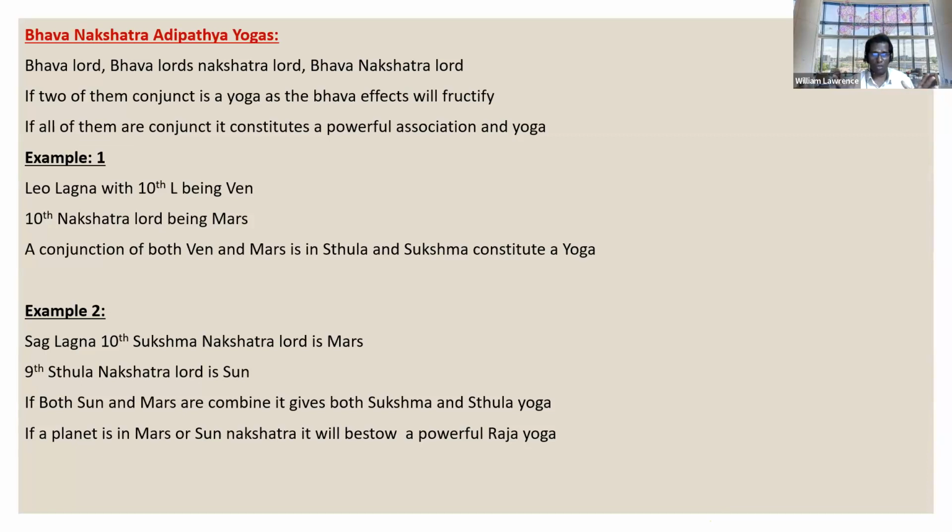So, for example, Leo Lagna with the 10th Lord being Venus, and the 10th Nakshatra Lord being Mars. A conjunction of Venus and Mars in a Sthula Sukshma is considered a yoga. Example 2, Sagittarius Lagna, the 10th Sukshma Nakshatra Lord is Mars, the 9th Sthula Nakshatra Lord is Sun. If both Sun and Mars combine together, it gives both Sukshma and Sthula Yoga. If a planet is in Mars or Sun's Nakshatra, they are conjoined together. So any planet sitting in this will immediately bestow a big Raja Yoga. This yoga will give much better results than your normal 5-9 Lords being together.